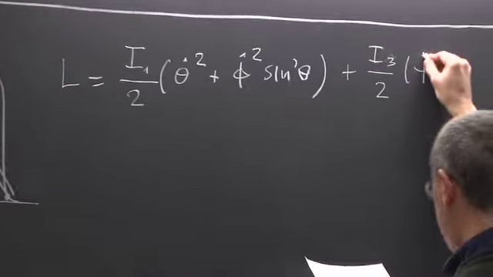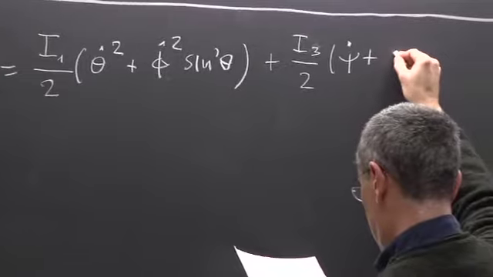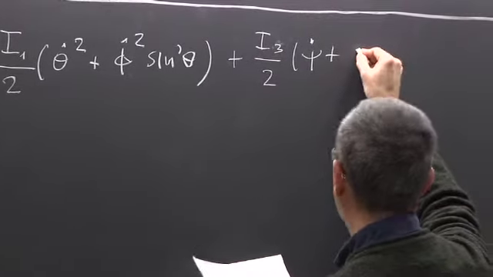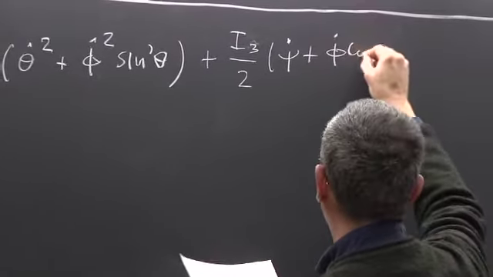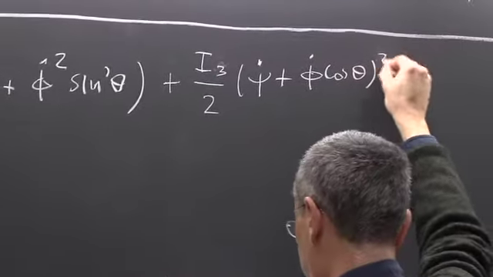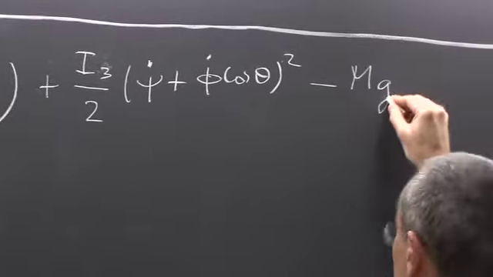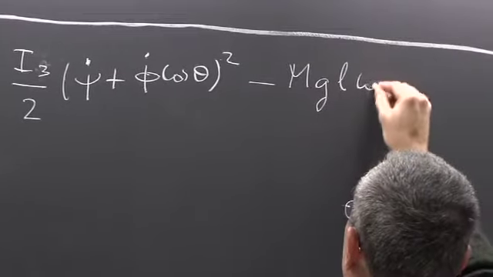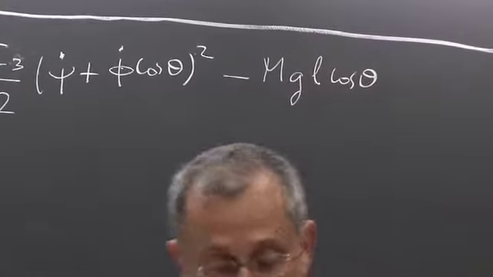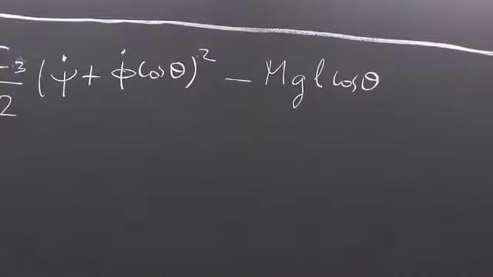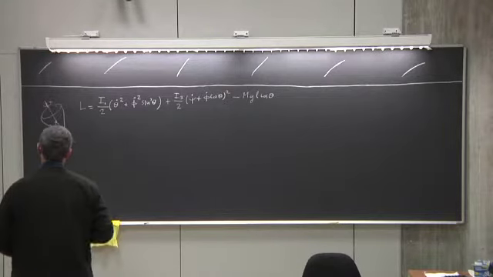And it's psi dot plus phi dot cosine theta, squared. And then minus the potential. Right. So I think. Okay.